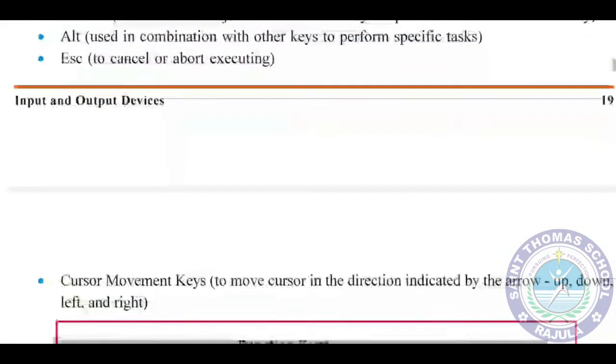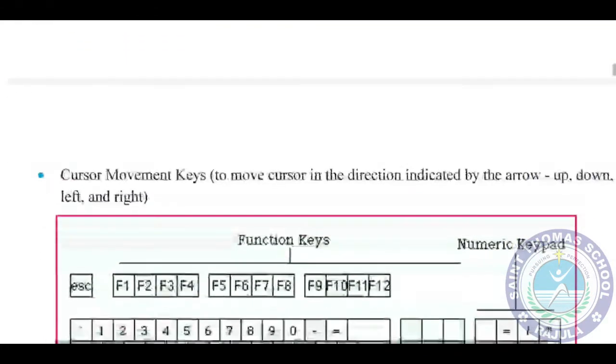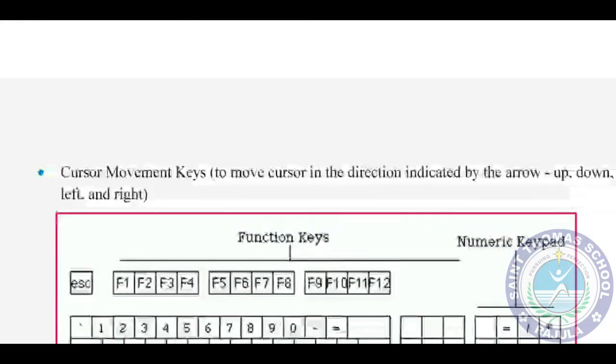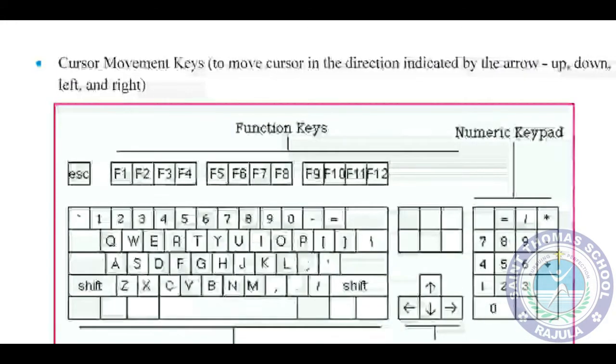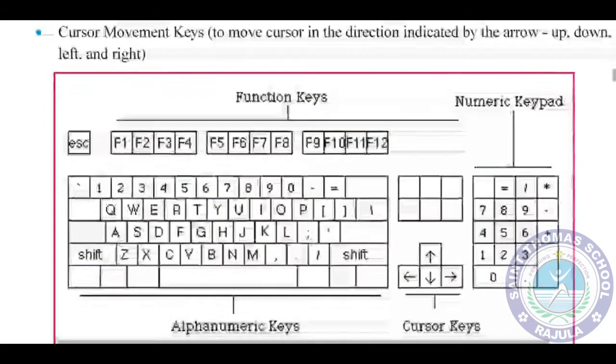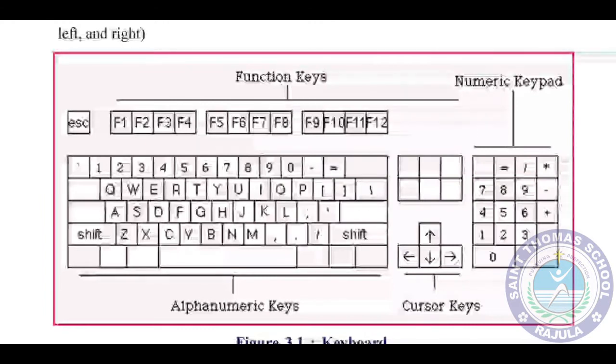Next are the cursor movement keys, meaning the arrow keys. They allow you to move your cursor in a specific direction: top, bottom, left and right. Here you can see the image of a keyboard. The keys are divided into four types: the alphanumeric keys, cursor keys, numeric keypad and function keys, and then the special purpose keys.